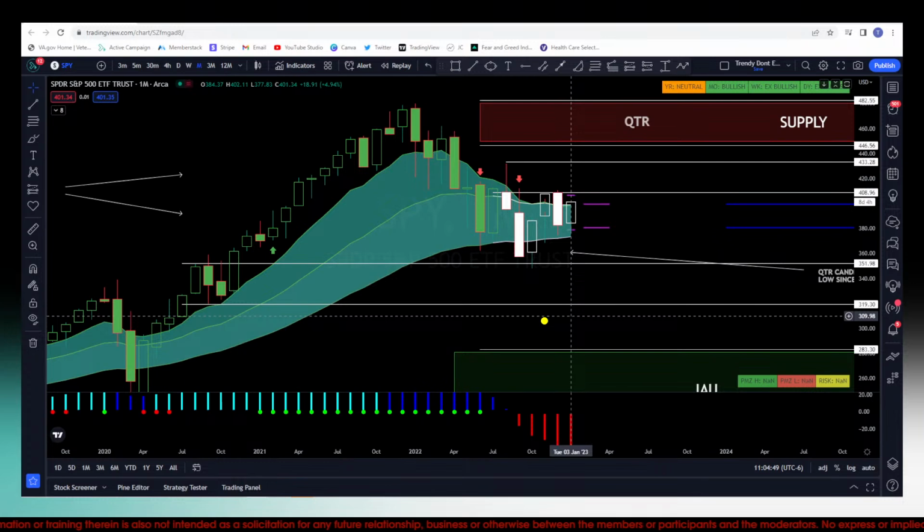The masses typically learn the same stuff. They really do, right? How many supply and demand traders do you know walking down the street? Not many, right?